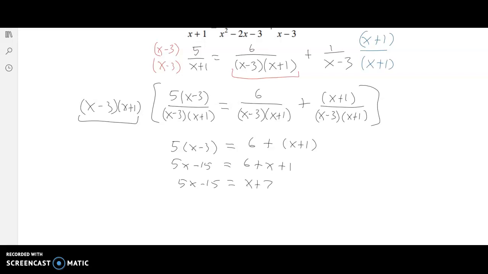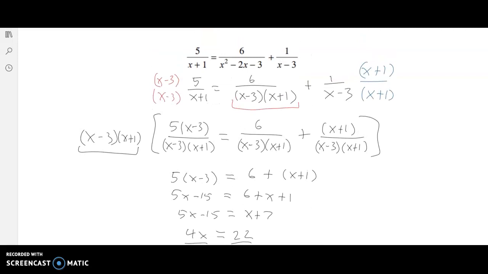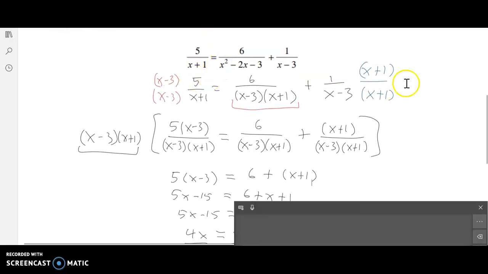And now I'm going to combine like terms across the equal sign. I'll subtract x from both sides, so that'll give me 4x, and then I'll add 15 to both sides. So 7 plus 15 should give me 22, and if I divide both sides by 4 to get x by itself, I should get x equals 22 over 4, or I could simplify this to be 11 over 2. So 11 over 2 is the x value that satisfies this original equation all the way up here. If I plugged in x equals 11 over 2, these two sides of the equation would be equal.